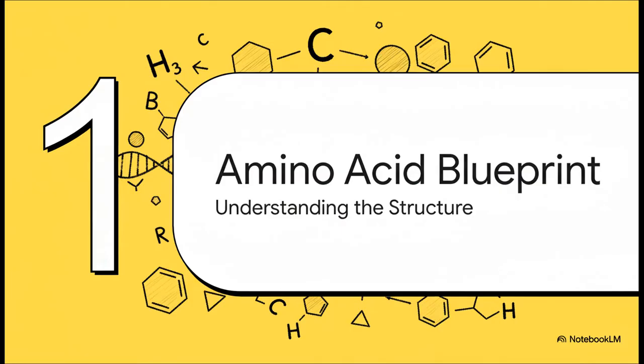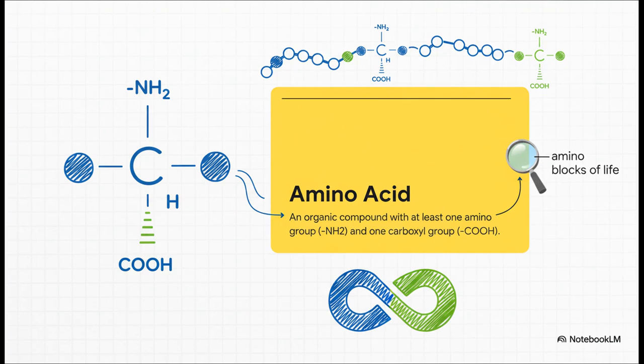So, before we can really understand the words and sentences that these letters can form, we've got to understand the letters themselves. So let's take a look at the fundamental blueprint that pretty much all amino acids share. At its heart, every amino acid has this sort of two-sided personality. On one end, you've got what's called an amino group, which is basic, and on the other end, you have a carboxyl group, which is acidic. This dual nature is totally key to how they link together to build things.